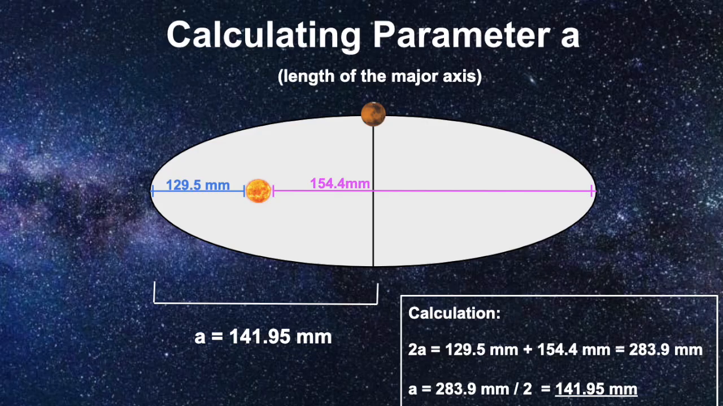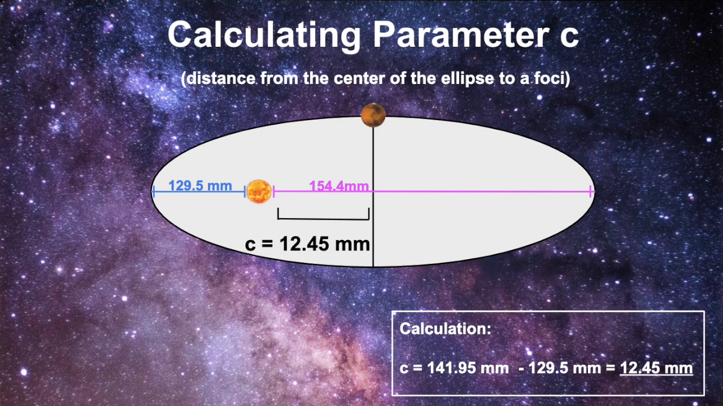Like we did in the first method of solving, we first have to find parameter a. To calculate for parameter a, the length of the major axis, we must find the diameter of the parabola at its widest point and divide it in half. 129.5 plus 154.4 is equal to 283.9, which means the diameter is 283.9, and half of that, the semi-major axis, or A, is 141.95 million miles.